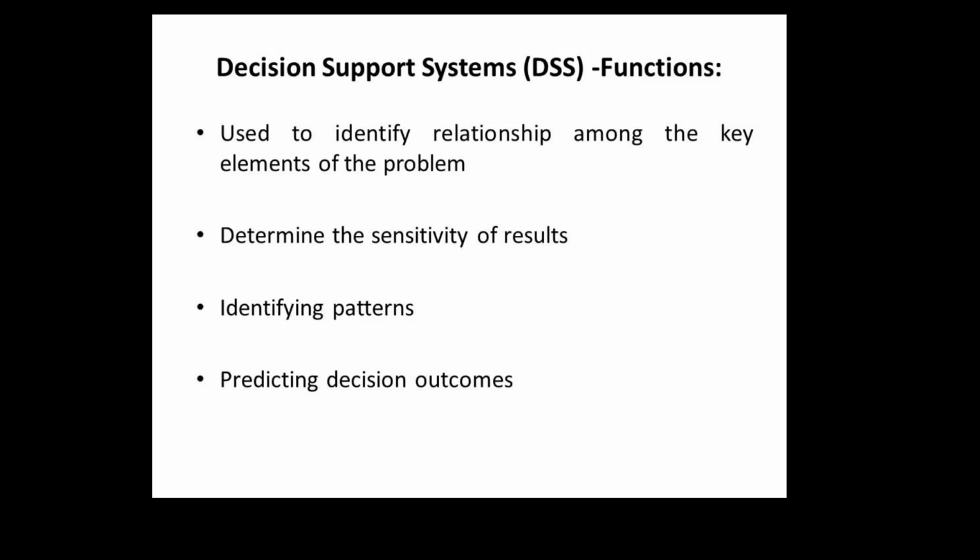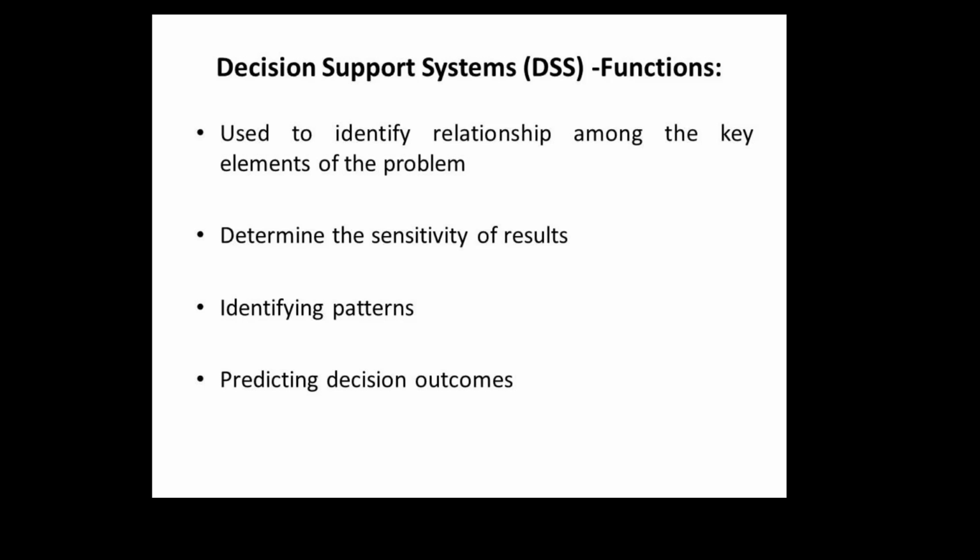DSS, its functions. So decision support system, an important information system adopted in the business entity, performs various functions which support the decision of management. First, it is used to identify the relationship among the key elements of the problem.